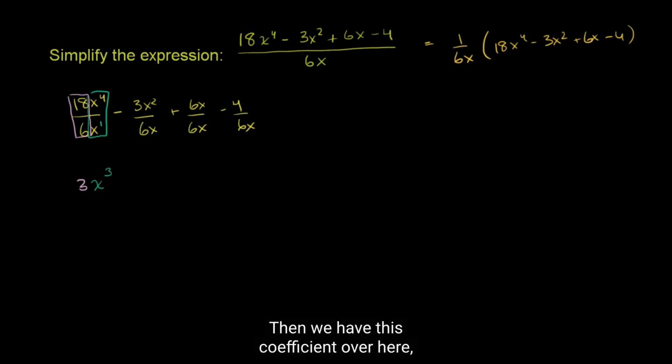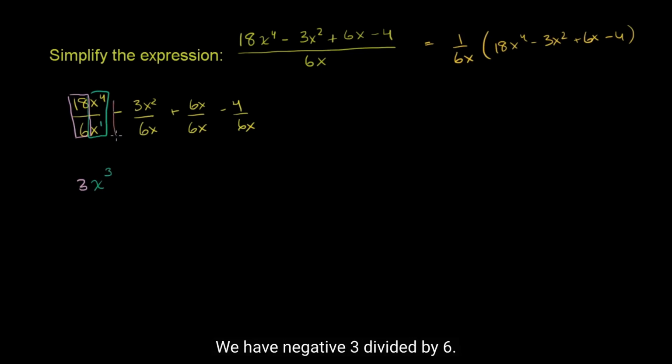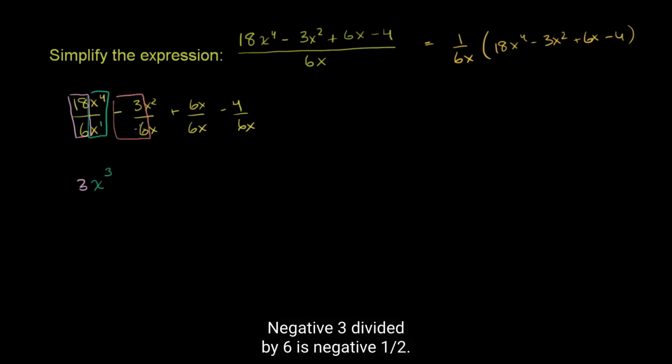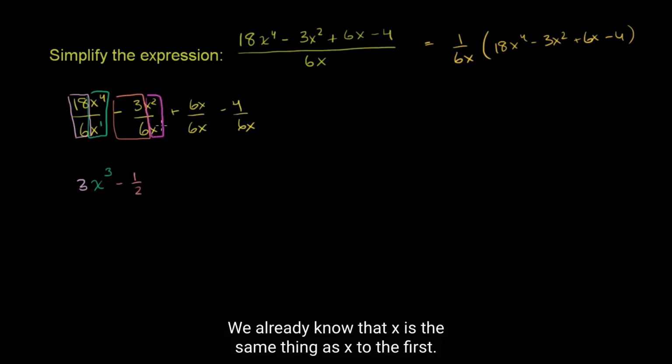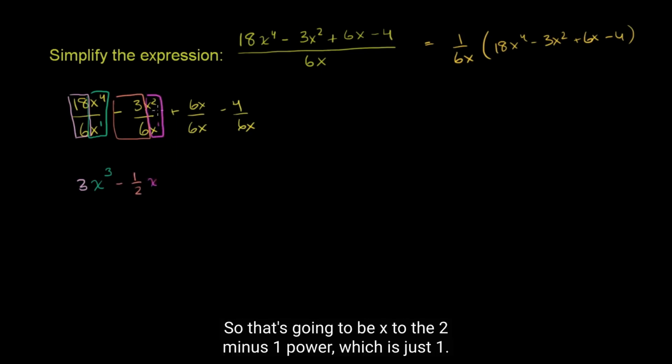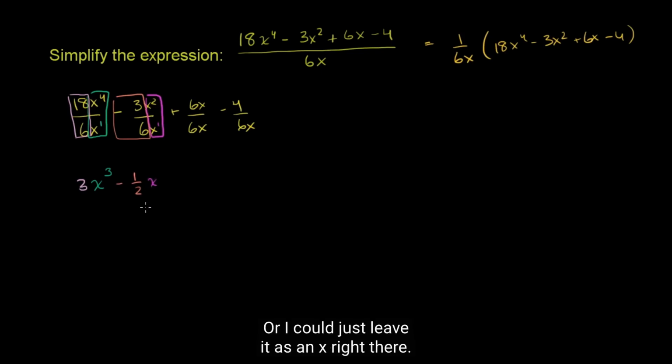Then we have these coefficients. We have negative 3 divided by 6. So I'm going to do this part next. Negative 3 divided by 6 is negative 1/2. And then you have x squared divided by x. We already know that x is the same thing as x to the first. So that's going to be x to the 2 minus 1 power, which is just x to the first, or I could just leave it as an x right there.